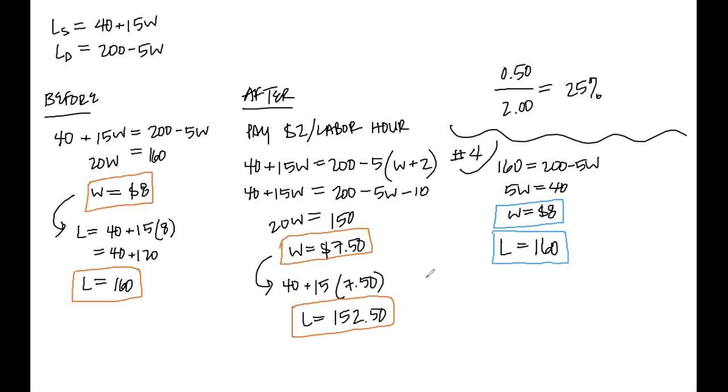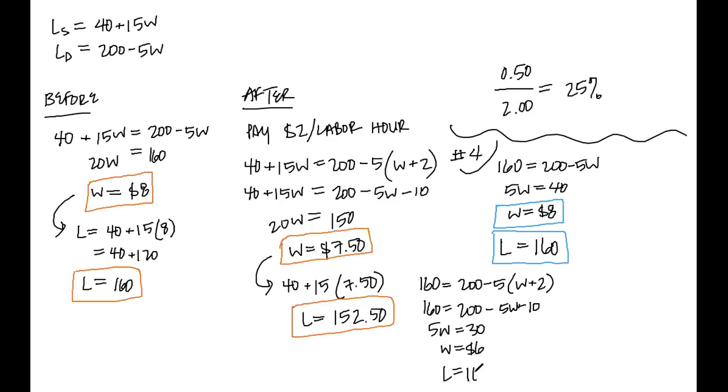And then for after, we do the same exact thing with the wage and the $2 payroll tax. So we have 160 equals 200 minus 5 times the quantity of W plus 2. Solving this out, we get 160 equals 200 minus 5W minus 10. Solving for this, we get 5W equals 30. So the wage is now $6. And we still know that the labor is equal to 160.